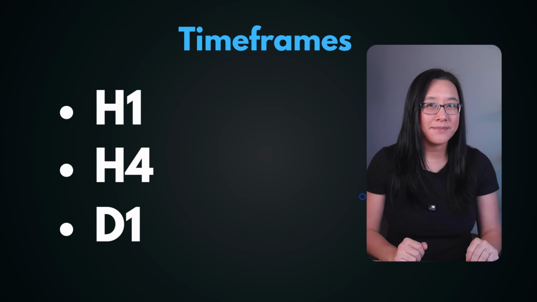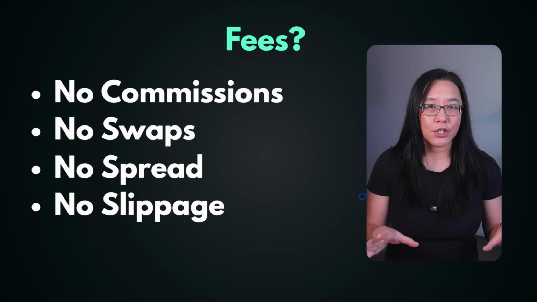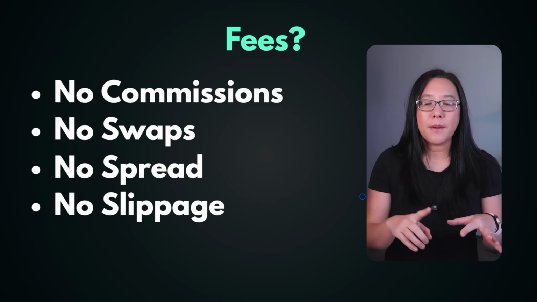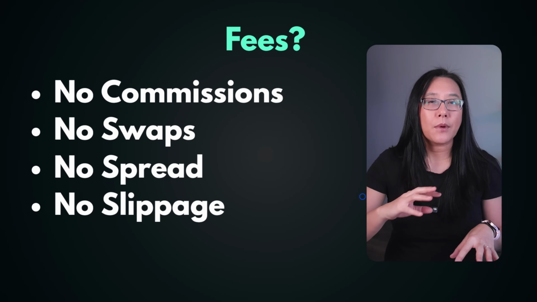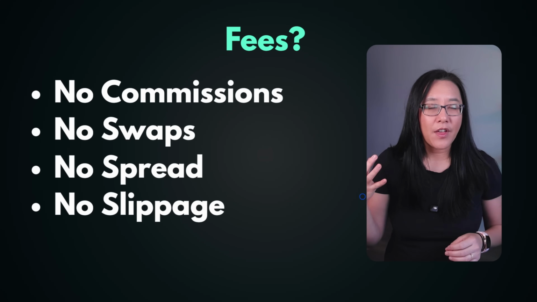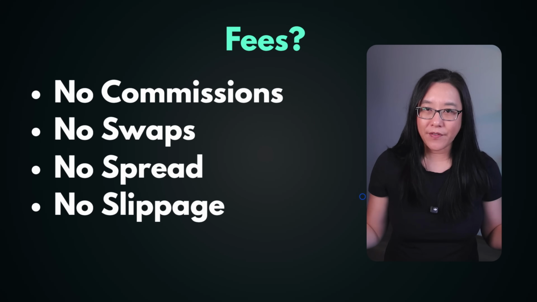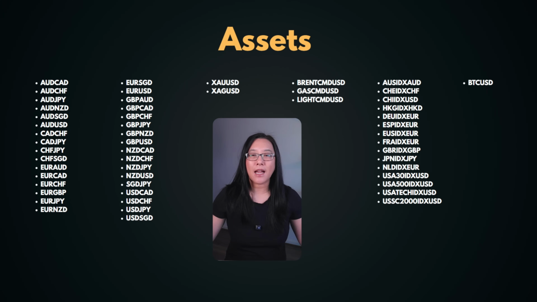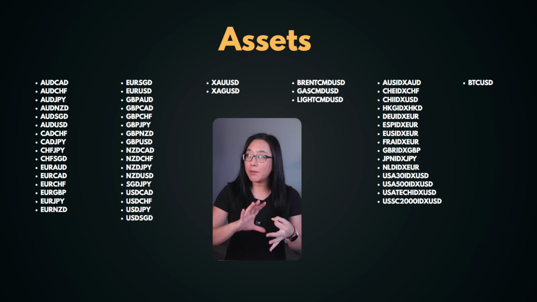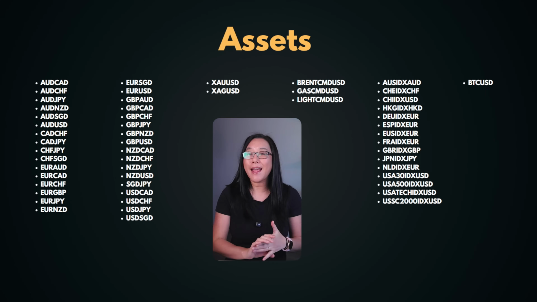Normally, when I build my strategies, I always include commissions, swaps, spread, and slippage. But for this experiment only, I'm going to take them all out because I just want to see the raw power of the RSI indicator without all the fees. Here I have all the assets that I will be testing on. I have Forex, metals, commodities, indices, and crypto.